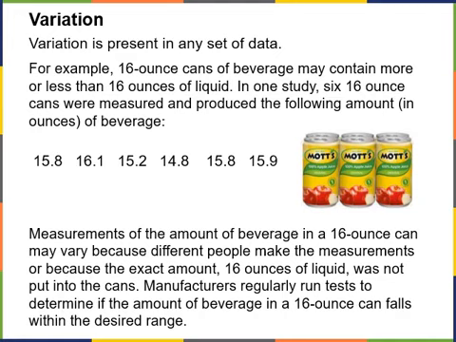So measurements of the amount of beverage in a 16-ounce can may vary because different people make the measurements, or because the exact amount, 16 ounces of liquid, was not put into the cans. Manufacturers regularly run tests to determine if the amount of beverages in a 16-ounce can falls within the desired range. Again, there's always going to be some variation, but our goal is to get as close to 16 as we can. But there's a tolerance on one side or the other that's acceptable.